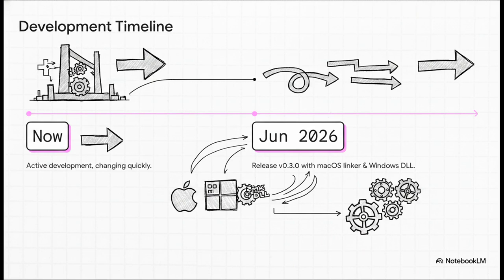A huge highlight in our research was the version 0.3.0 release targeted for June 1st, 2026. That update brought a macOS linker and Windows DLL output. So yeah, it might be missing the giant ecosystem support of older languages right now, but the core team is aggressively pushing multi-platform capabilities forward.